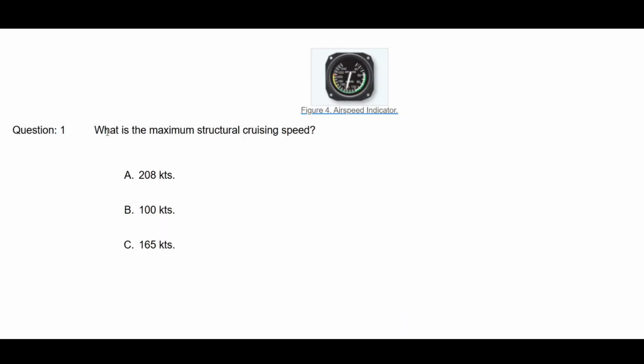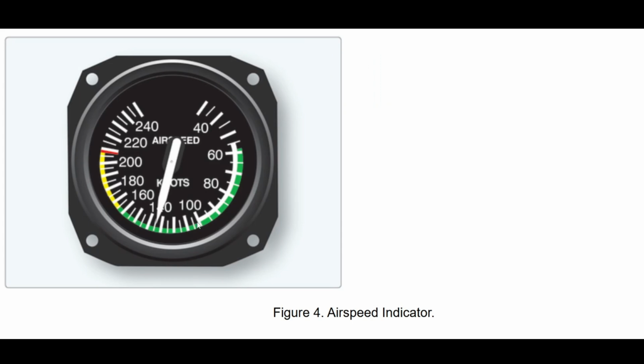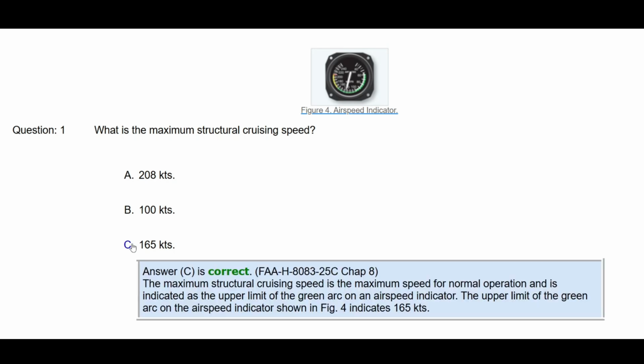So question 1, what is the maximum structural cruising speed? This is basically saying cruising speed is 100 all the way to 160. So it's here. It ends at this yellow mark and it begins at the end of this white mark. This white mark represents your flap operating range without having structural damage. And the answer would be 165.